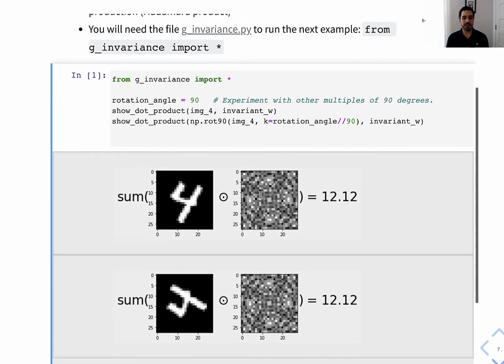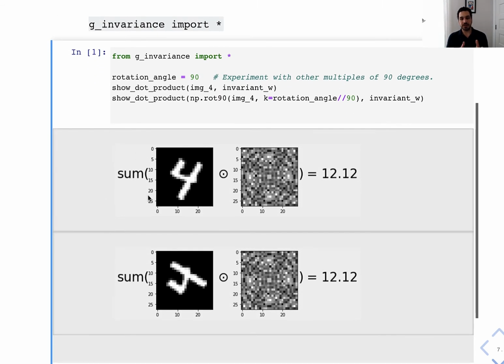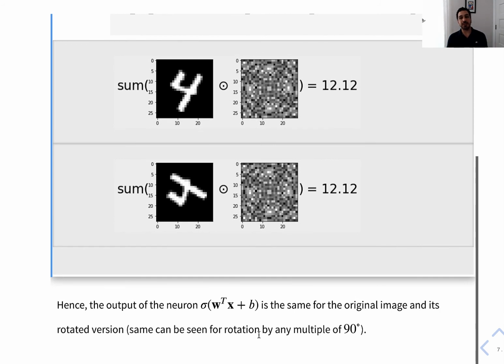Let me show you an example we have here. For visualization, we will unvectorize, but actually everything here is a vector. So the inner product between this as a vector and this as a vector, this is the input, these are the weights. And if we do the inner product between the two, we get this number. If you rotate, we get the same number because this weight vector here belongs to the invariant subspace. Hence, the output of our neuron will be the same no matter whether the input image is rotated or not.